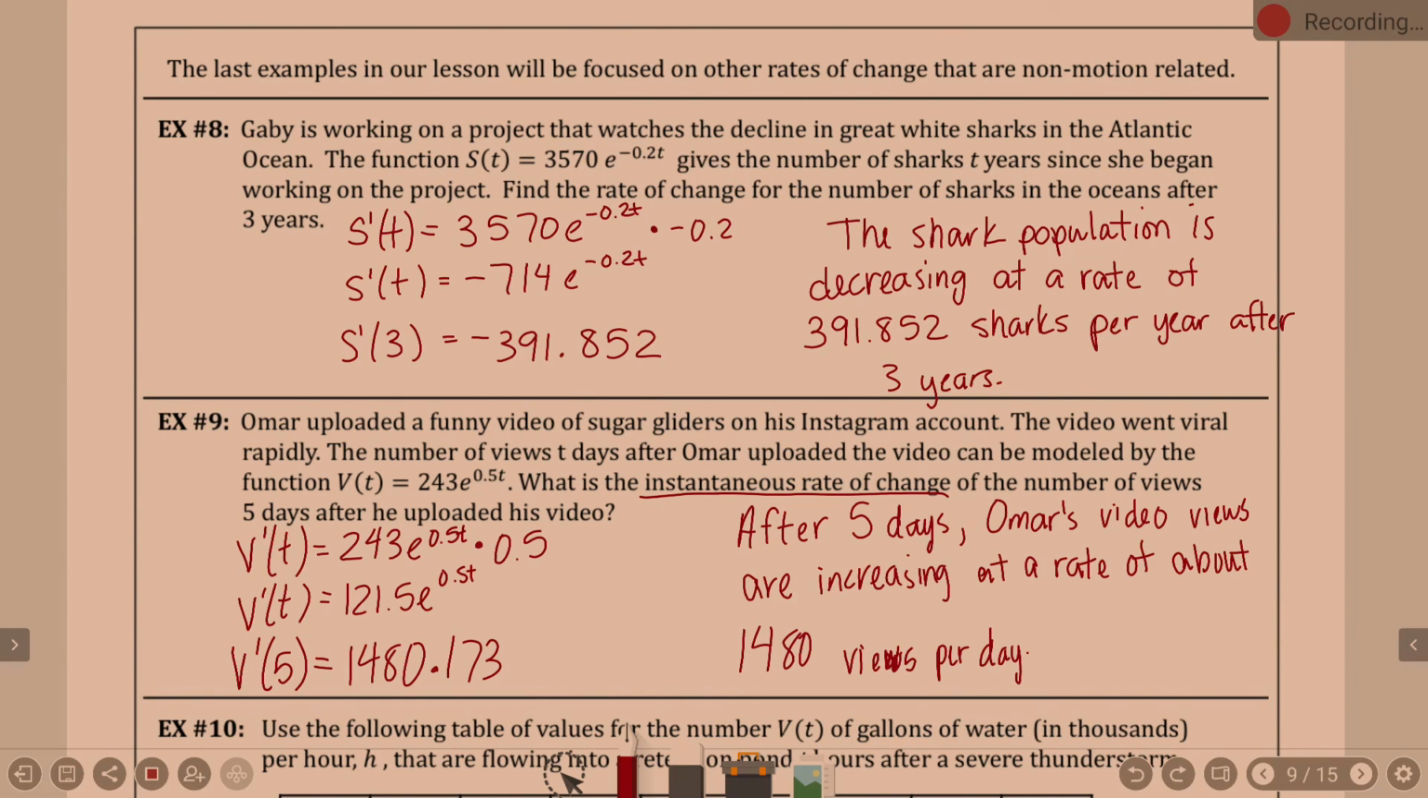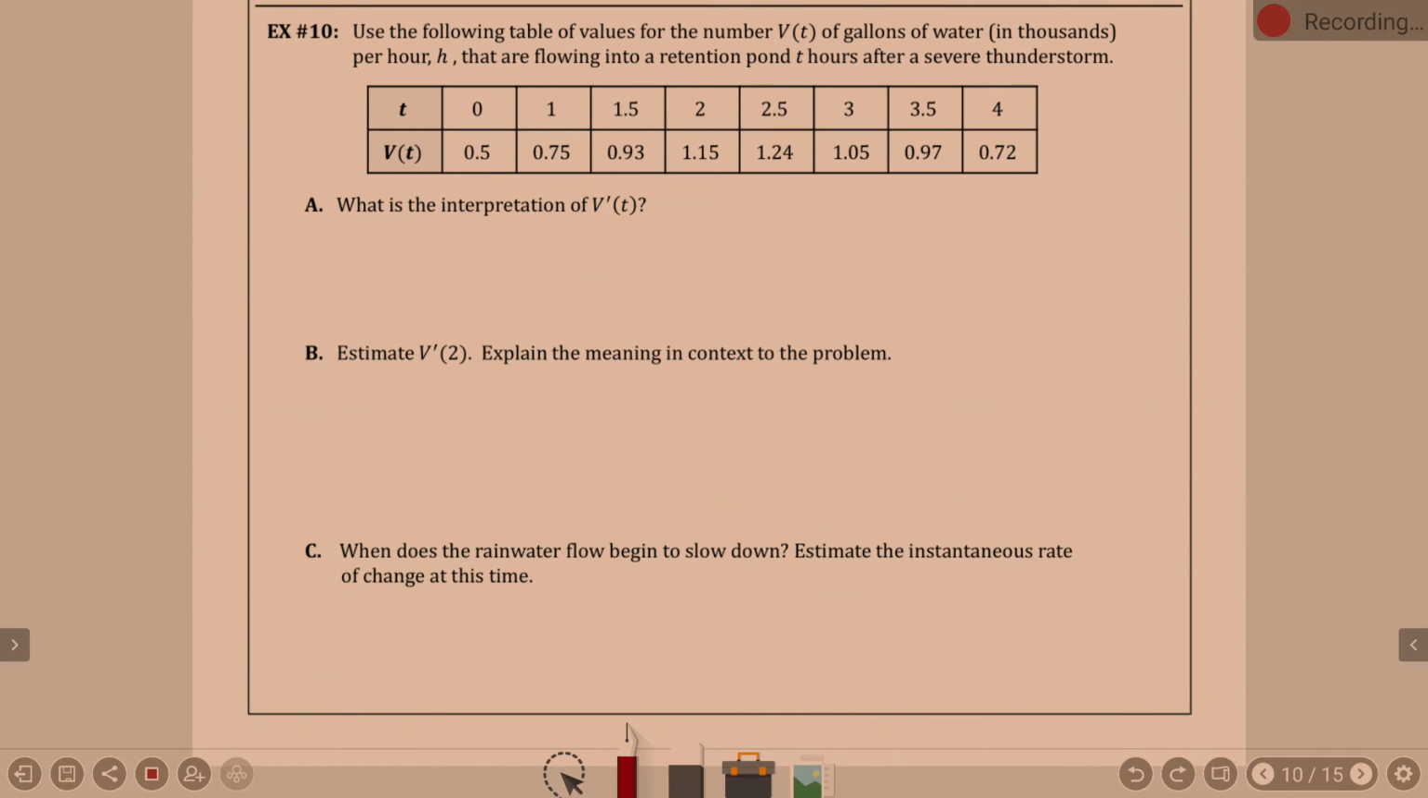Okay, 10. Yeah, I probably should have skipped 9 and gone to 10 now that I look at it, but let's see what we can talk about with 10. 10 is everyone's favorite topic. Okay, maybe only 2 people's favorite topic. Water. Oh, wait, I saw V and thought we were going to velocity. We're not. Okay. Use the following table of values for the number V of T gallons of water in thousands per hour that are flowing into a retention pond T hours after a severe thunderstorm.